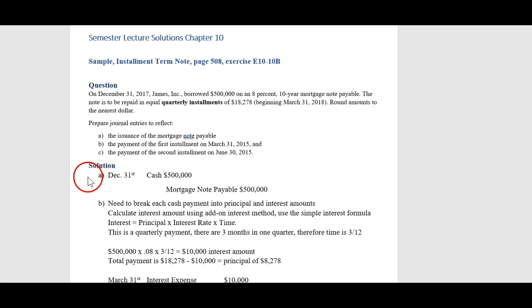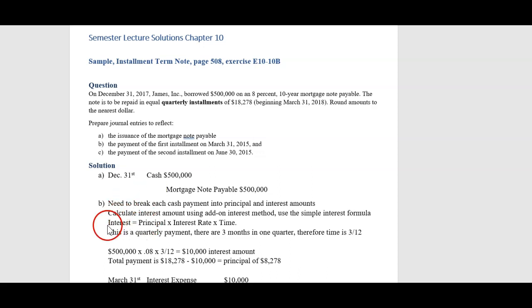The first entry is to record the issuance of the mortgage note payable. And we assume here that he gets cash from a bank, and he's going to take that cash and buy a building, but in the interim he needs to record that he's received the cash, so he's going to debit cash, and he's going to credit mortgage note payable. A mortgage note payable is a liability, something he has to pay back, and you increase a liability by posting a credit.